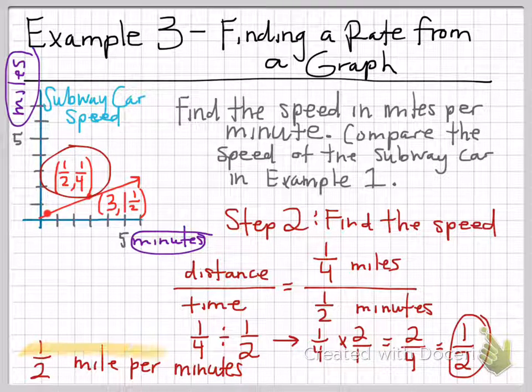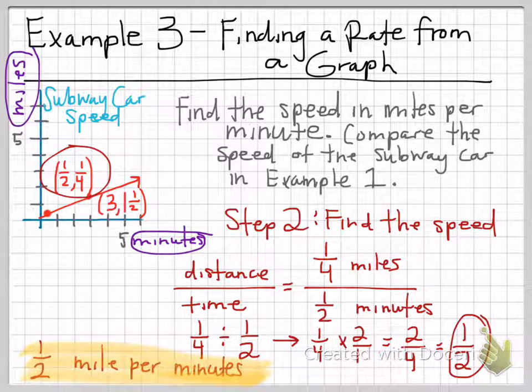Now we're going to look back at our question. It says find the speed in miles per minute. Yep, we got it. Compare the speed of the subway car in example 1. So this is 1/2 mile per minute. Let's look back. Example 1, we said that it was 0.5 miles per minute. Is one faster? No, they're the same, because 1/2 is the same as 0.5.